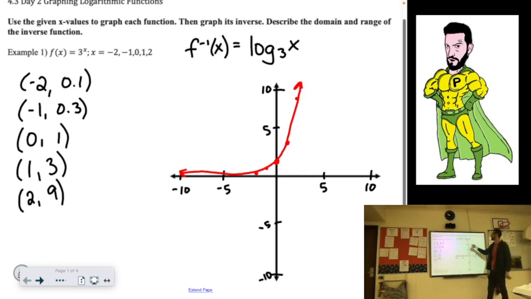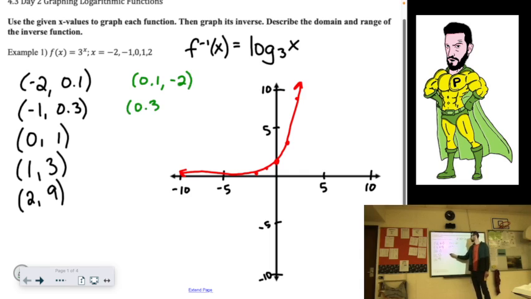Now the inverse of this, the logarithm sub 3 of x, would be reflected across the diagonal line of y equals x, right? All inverses are. But really, we'll see that if we just flip the coordinates. So the inverse coordinates would be 0.1, -2, 0.3, -1, 1, 0, 3, 1, and 9, 2.